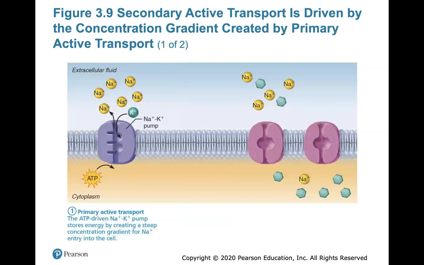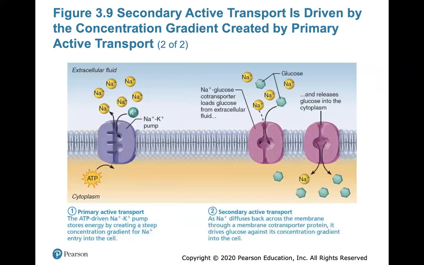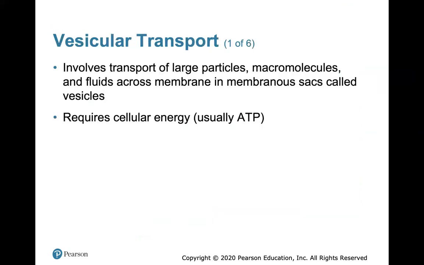And this just shows the secondary active transport is driven by the concentration gradient created by the primary active transport. And you can see that here. So glucose will come in with sodium because of the gradient that is being established.